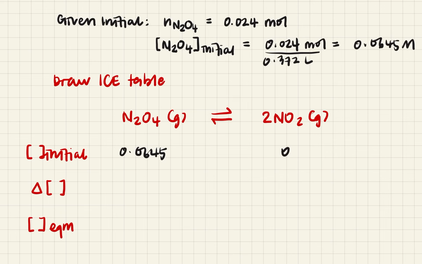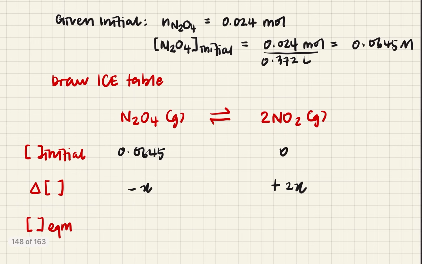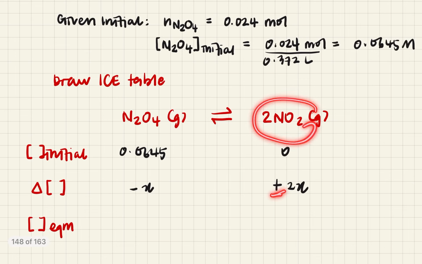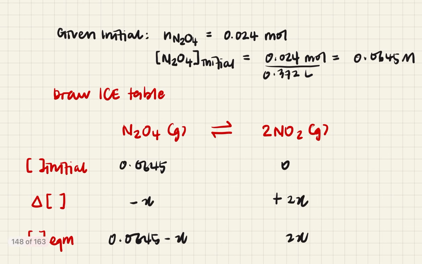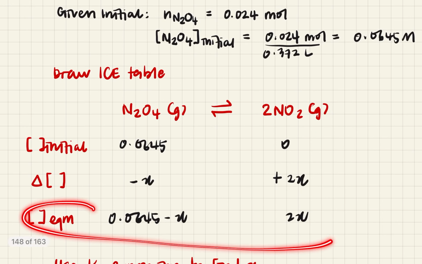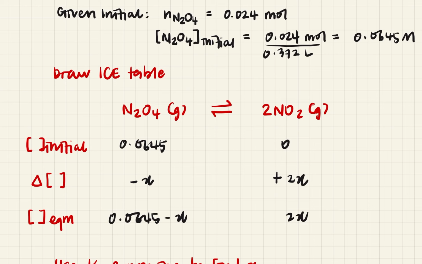Then this will be minus X and this will be plus 2X. Right? 2 because you have stoichiometry 2 here, and plus because you are going to form the products. So this will be 0.0645 minus X and this will be 2X. Now that we have this, we are going to use the Kc expression to find what X is.